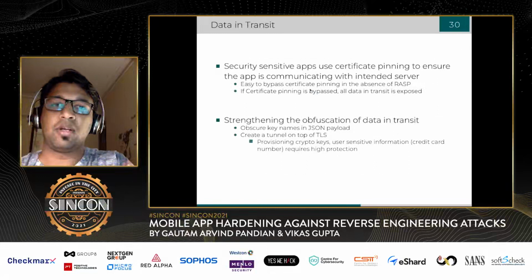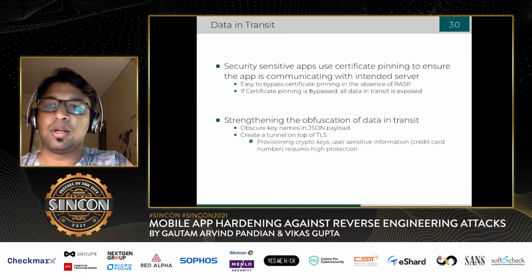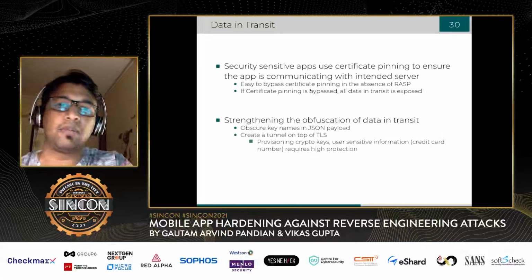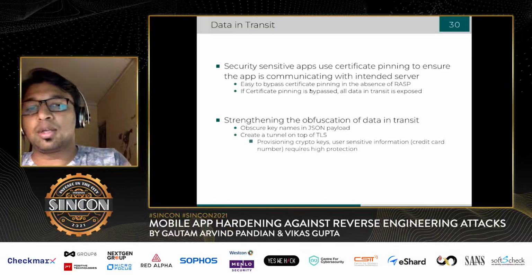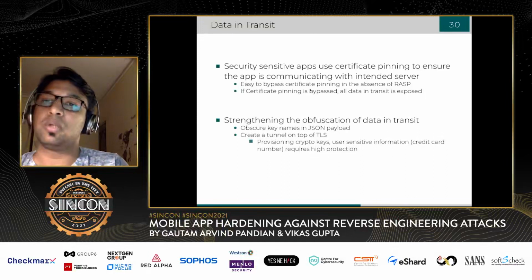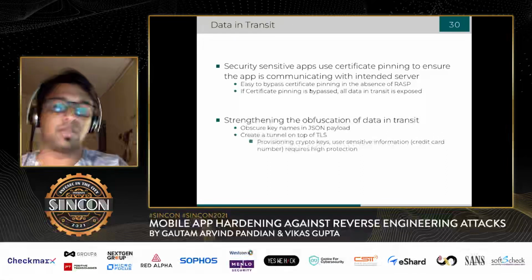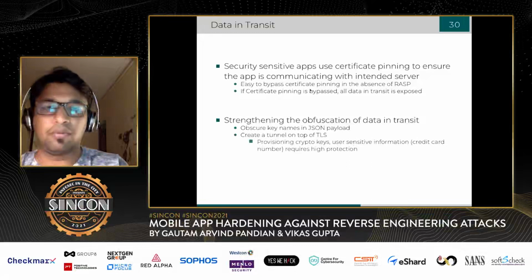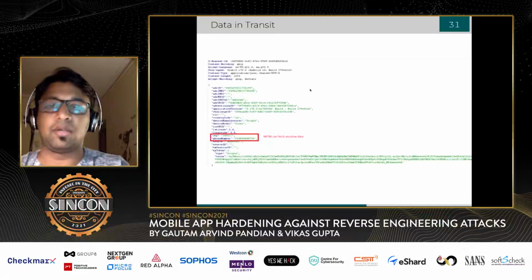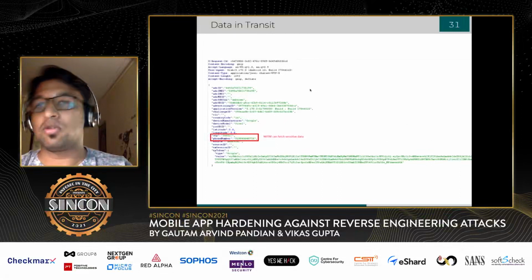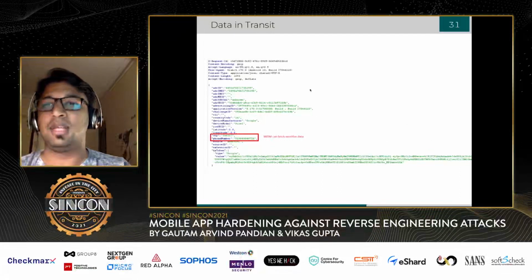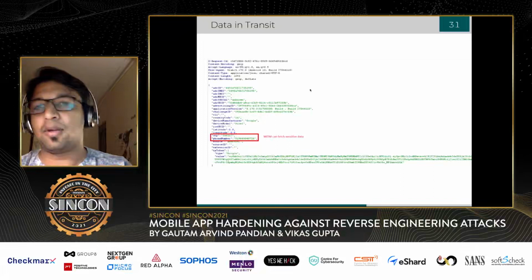Data in transit. This includes data going over the network, for example, and the goal here is that you don't put meaningful names on the keys which are used. For example, in the case of JSON, the keys can be very meaningful, like in this example where you have OTP, phone number, IMEI, so you very much know what's going on. If you have meaningless names, then it becomes much harder for the attacker to figure out what's happening in there.